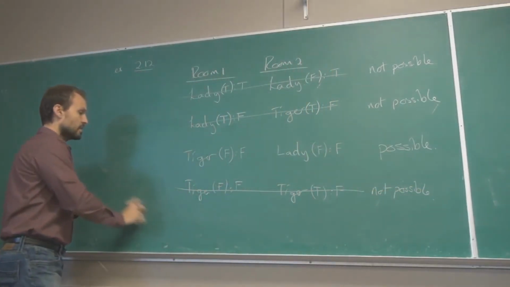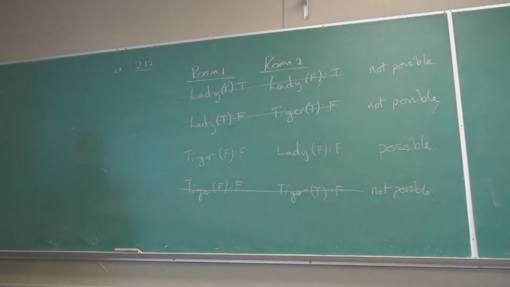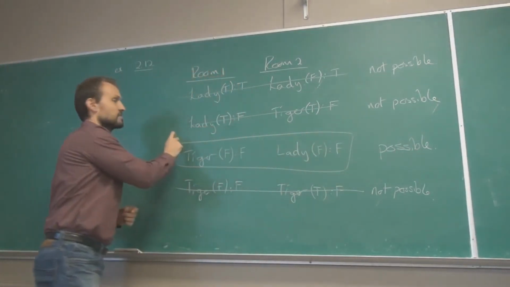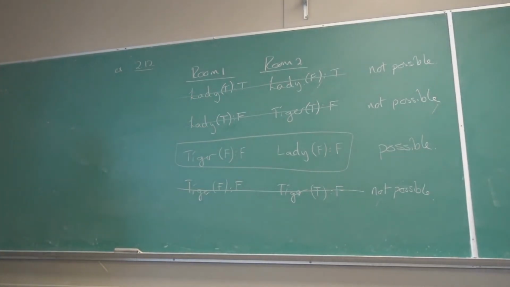Therefore, the only possible scenario is a tiger in room 1, a lady in room 2. I have to conclude that that is what's happening, because nothing else could happen. What you're left with has to be the answer.